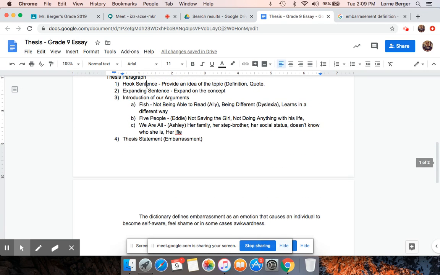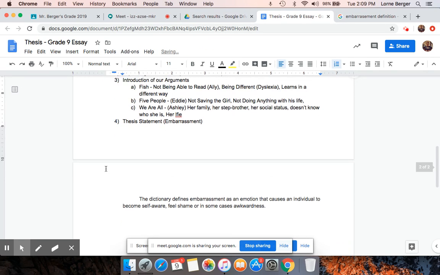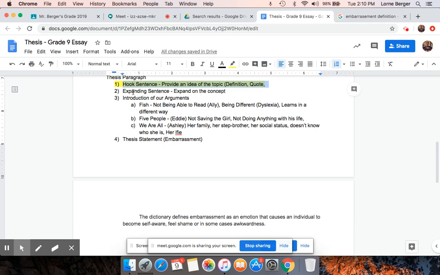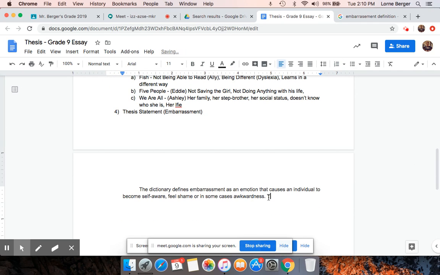So we've done sentence one, which is our hook sentence. We've given an idea of what we're going to be talking about. We know that it's going to be something around this. Sentence two is we got to expand on the concept. These emotions might derive from a person's background, their sense of self, or through their interactions with others. So I'm saying that these emotions of embarrassment can come from who the person is and how they see themselves, or through their interactions with others. And that kind of gets to what we're trying to say with fish in a tree.